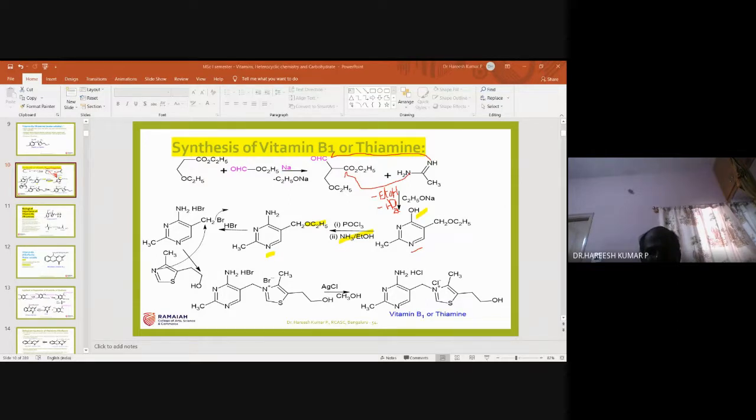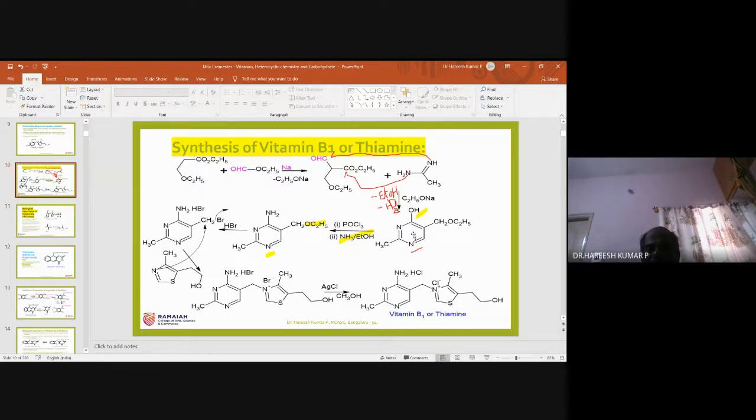So this functional group NH2-C double bond NH, compounds containing this are called amidines. Now you know that this is a carbonyl and this is also a carbonyl, a 1,3-dicarbonyl compound. When amidine is treated with a 1,3-dicarbonyl compound, we get a pyrimidine-substituted product.